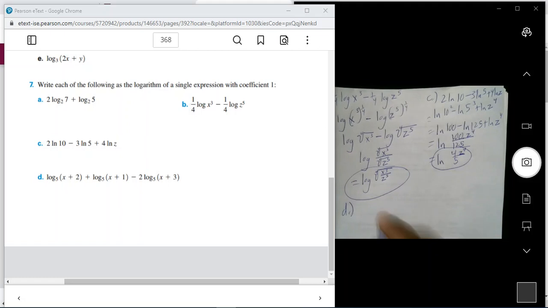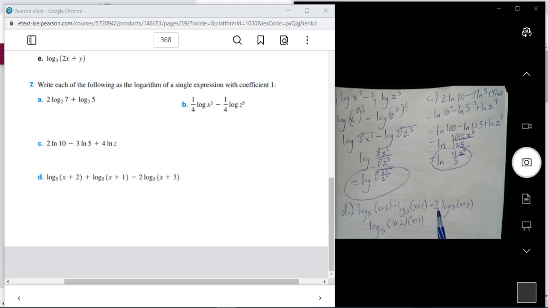Now D is a little lengthy. We have log base 5 of x plus 2 plus log base 5 of x plus 1 minus 2 log base 5 of x plus 3. Now we have all the same bases, so there's no exponents on the outside. So this is what we would do first. These two are added, so they'll be multiplied. It'd be log base 5 of x plus 2 times x plus 1.